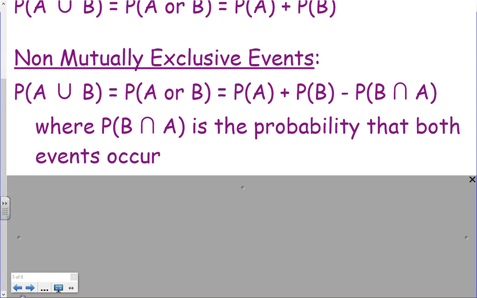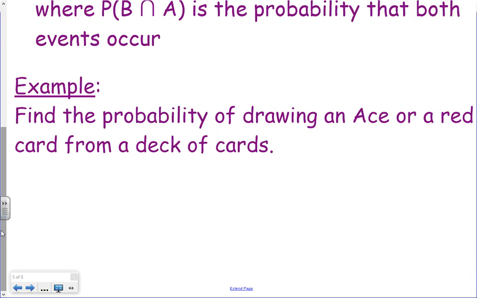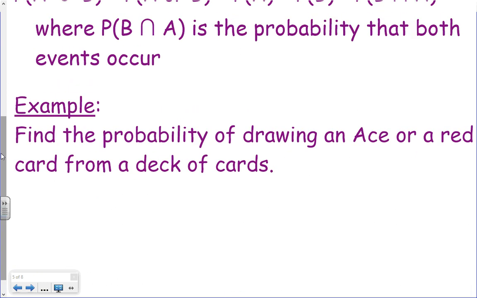All right, so let's take a look at an example here then. For example, it says find the probability of drawing an ace or a red card from a deck of cards. All right. Let's see if we can figure that out. The probability of drawing an ace or a red card.